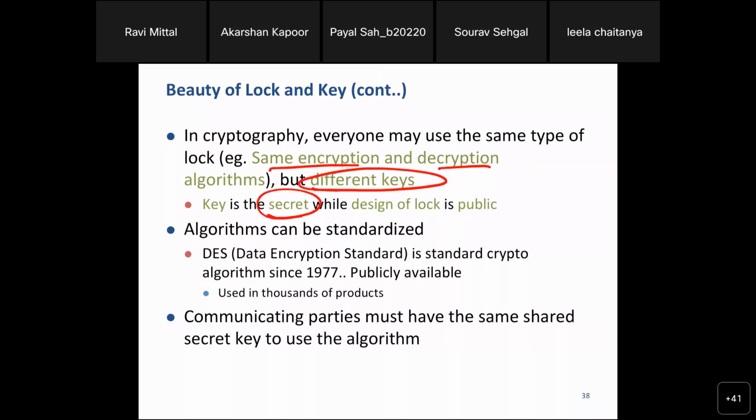So the key is a secret, while the design of the lock is public. Anybody can design. And these algorithms are known, like DES, AES, etc.